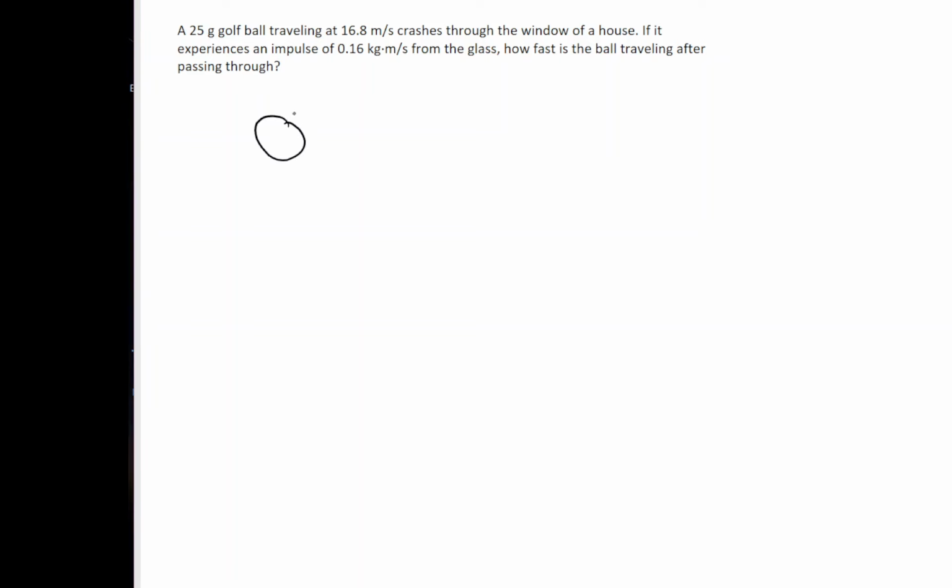I'm going to draw the golf ball. It's moving here to the right. We've got our glass, and then later we've got the golf ball continuing to move to the right as it passes through. We can identify the things given in the problem. They give you this 25 grams. Well, that would be the mass of the golf ball of 25 grams.